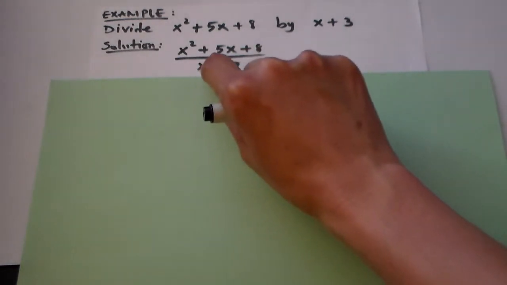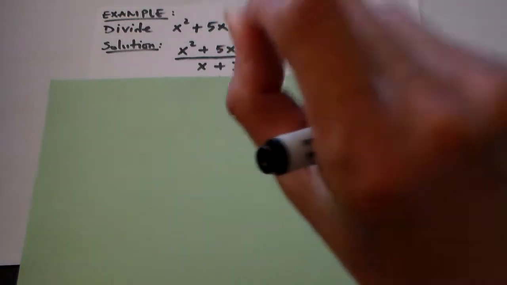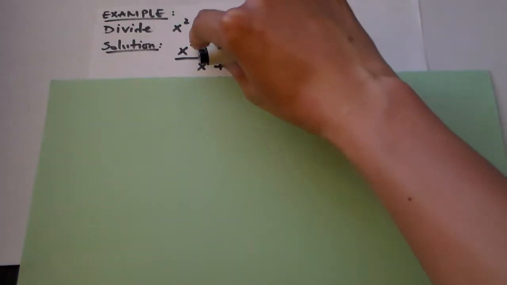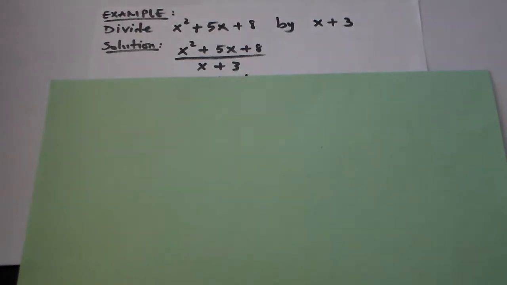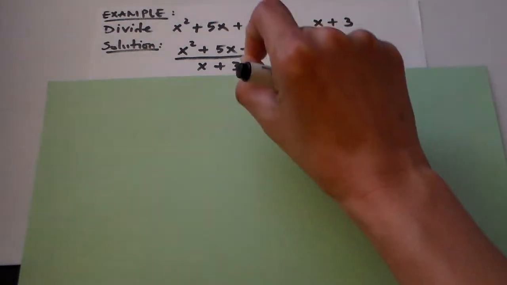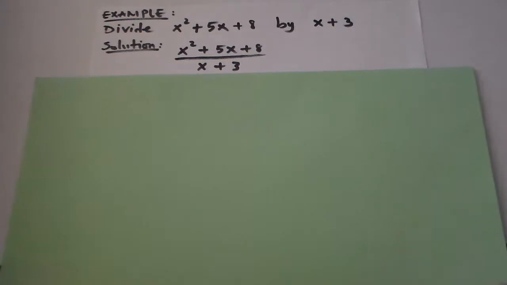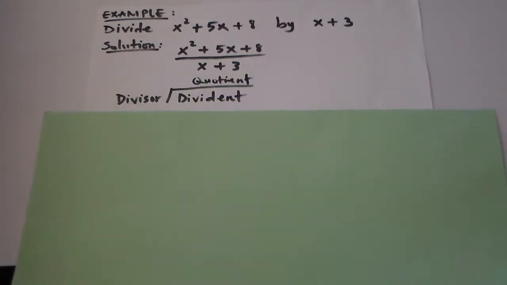When the denominator is not a monomial, you cannot take every term in the numerator and divide by the denominator. So you cannot do that. You need to use long division when you divide by a denominator that is not a monomial. So here are the steps for long division.